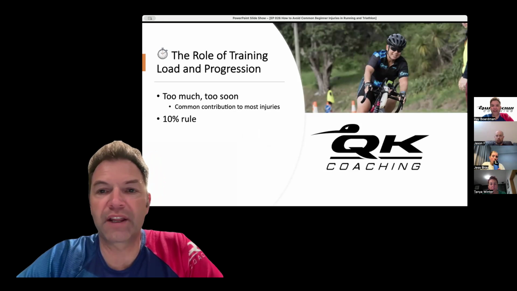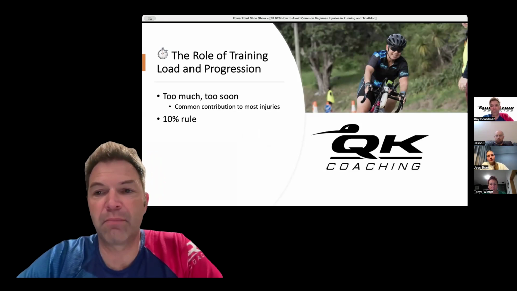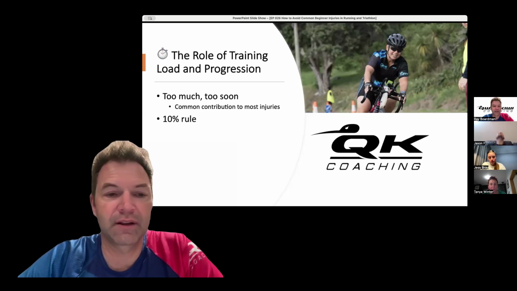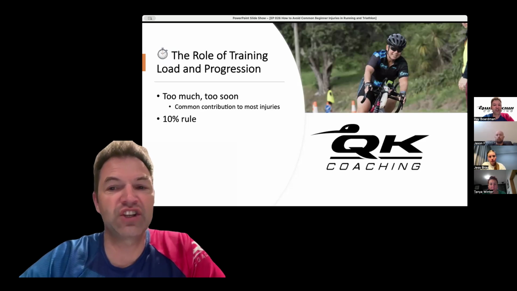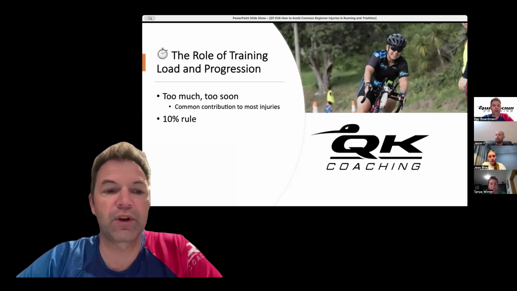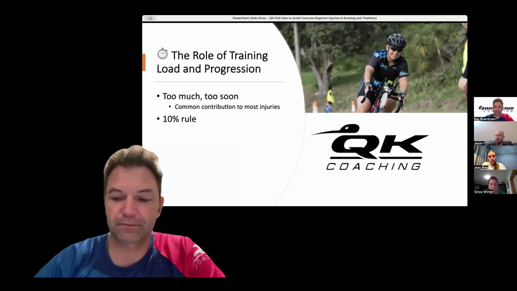Every now and then, if we've built a bit of a base first, we might give the body a supercompensatory load as part of a planned training extension, pushing yourself a little bit further. But we also always follow that up with appropriate recovery. So 99% of the time, we don't want to be increasing our volume by more than 10%.